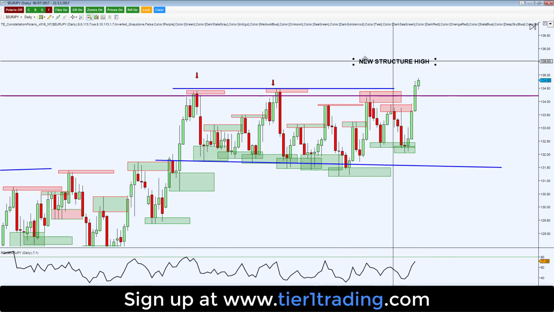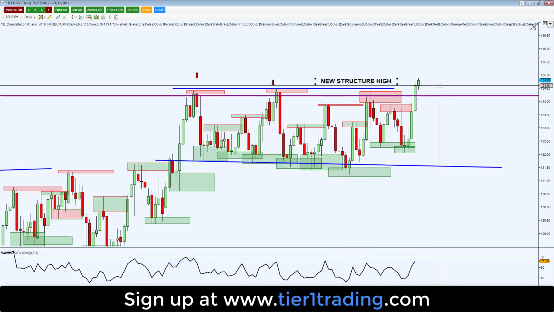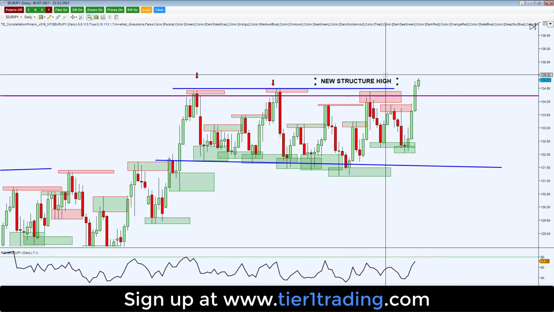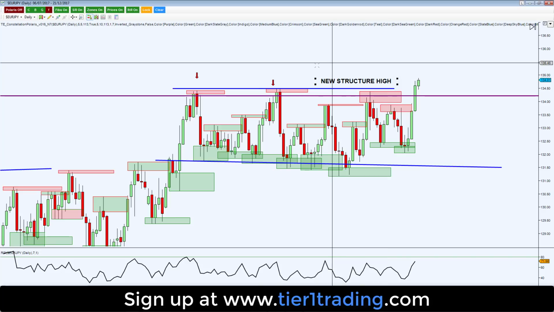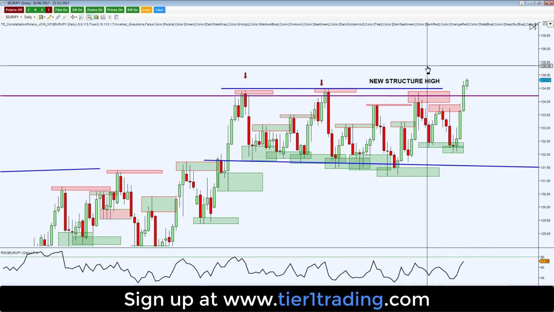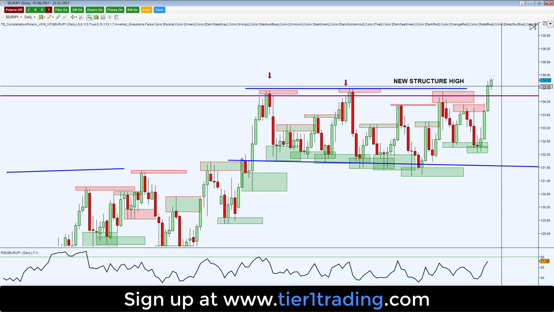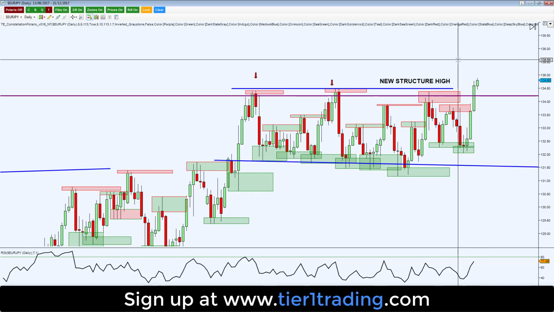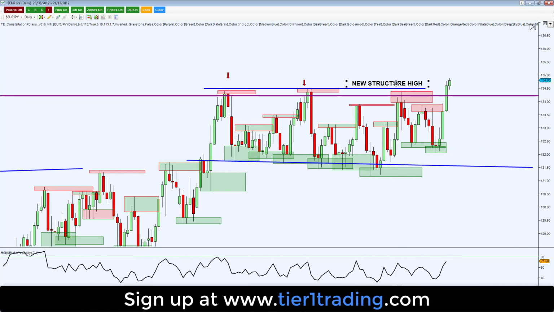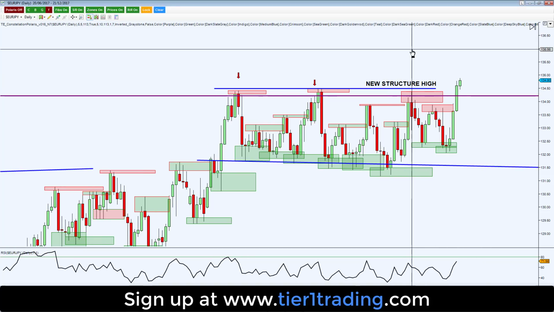Yeah, it's called a breakout. It's called a new structure high, right? It's a new structure high. That's what it is. New structure high. So once we identify that new structure high, what is the probability? What is the market likely to do next? Is there a high probability of seeing a move up or down?